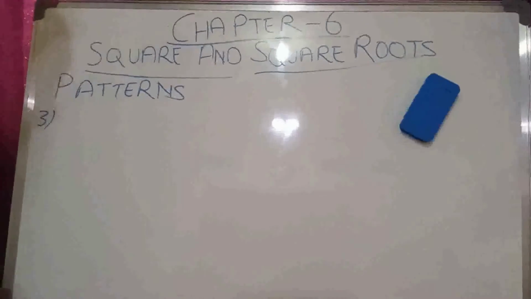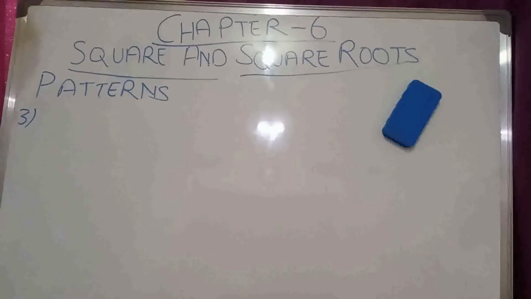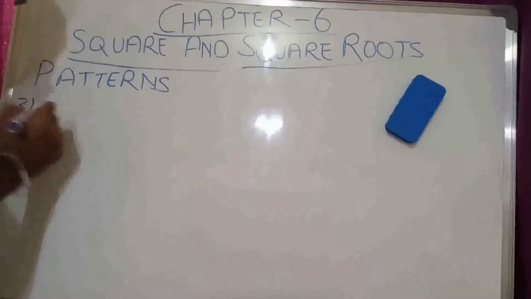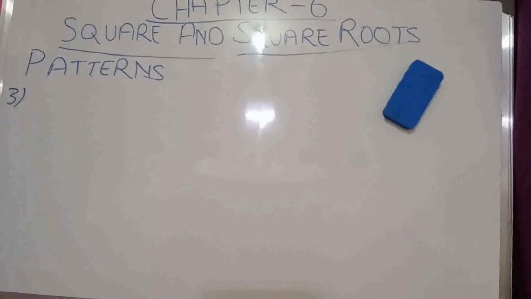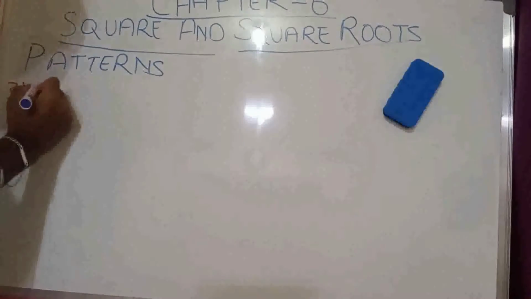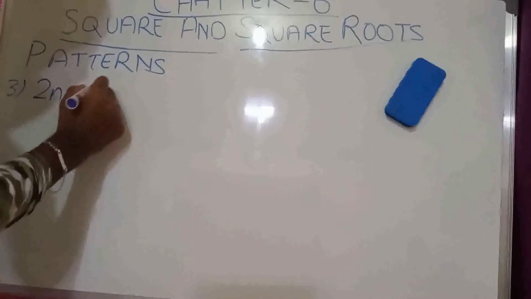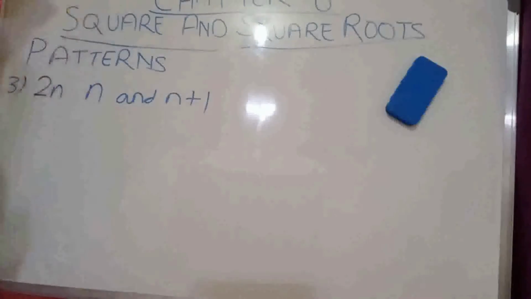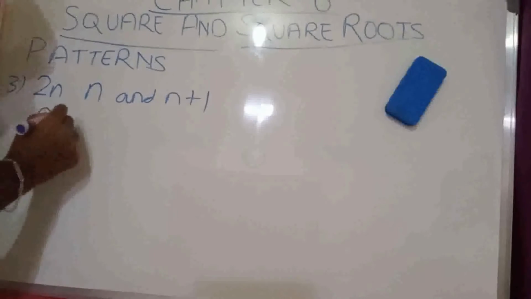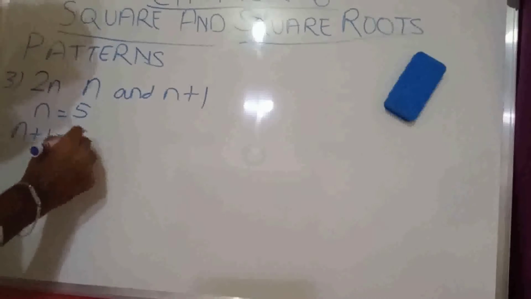Now we will check how many numbers are there between two square numbers. We need two numbers, n and n plus 1. So what does this rule say? This rule says that there are 2n numbers between n squared and (n plus 1) squared. We can see this. If n equals 5, then n plus 1 equals 6.